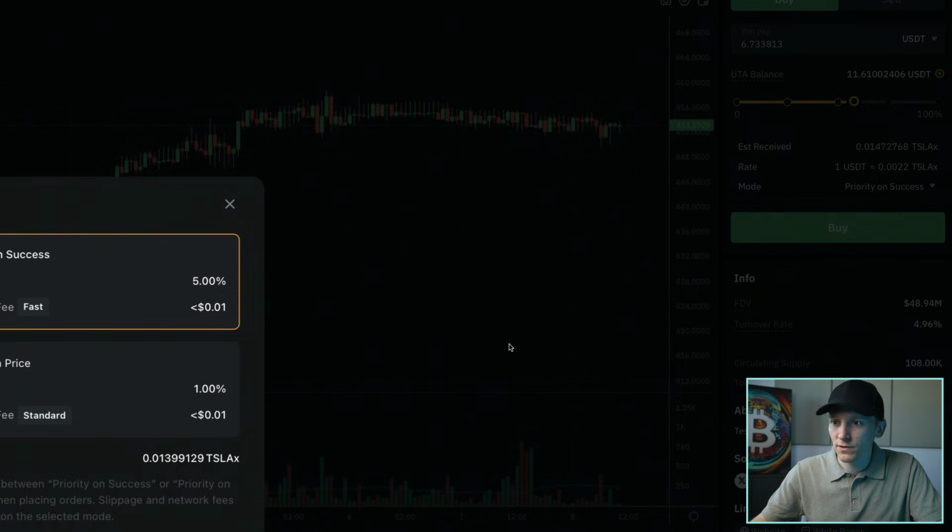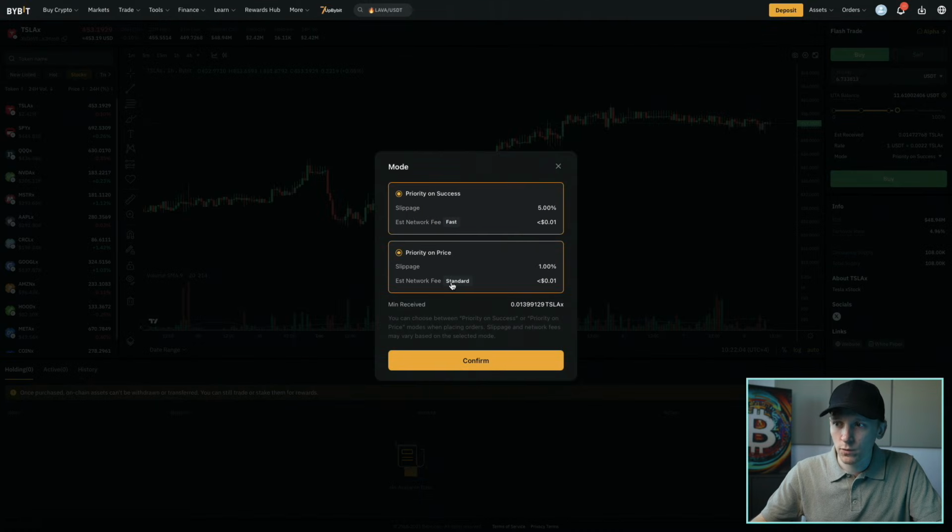And what you want to do here with the mode is choose which one that you want to go ahead and trade. So priority on success essentially means I want to pay more to get my trade done immediately, right? So you can see the slippage here is up to 5%. That's a bit crazy. For these stocks, they should be highly liquid stocks. So what you want is priority on price, to be honest. Slippage 1%, that's going to be fine, right? These should trade a decent amount, so you shouldn't have to pay 5% in slippage.